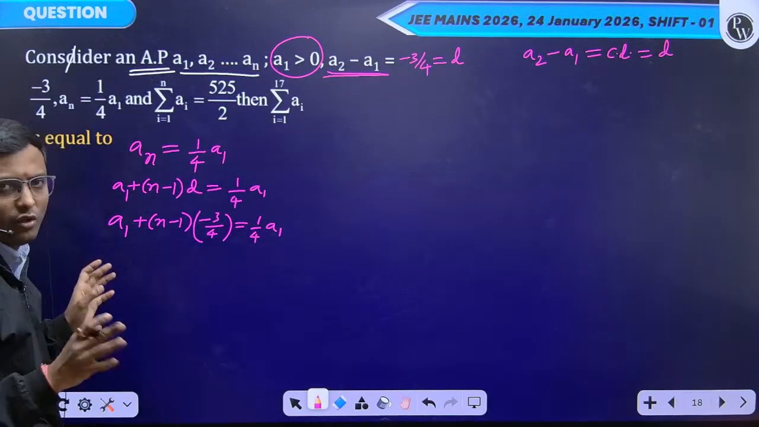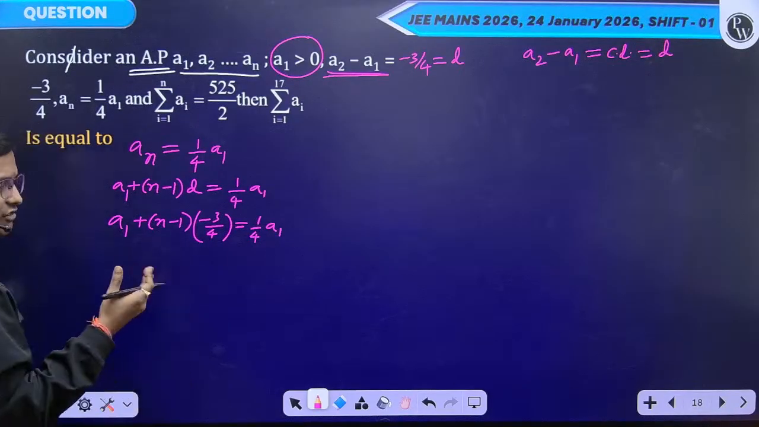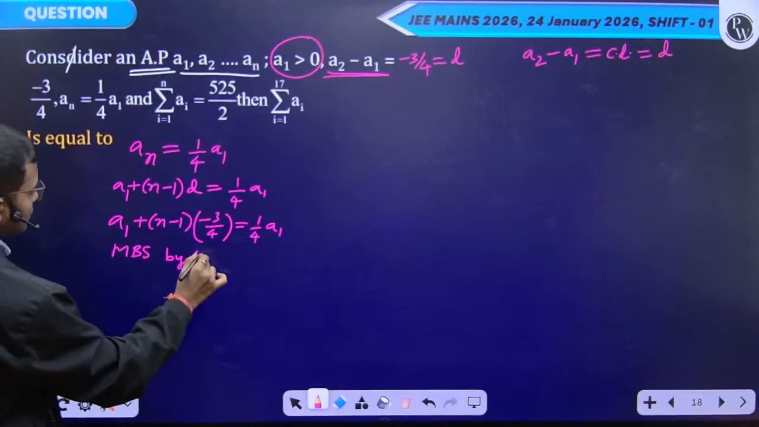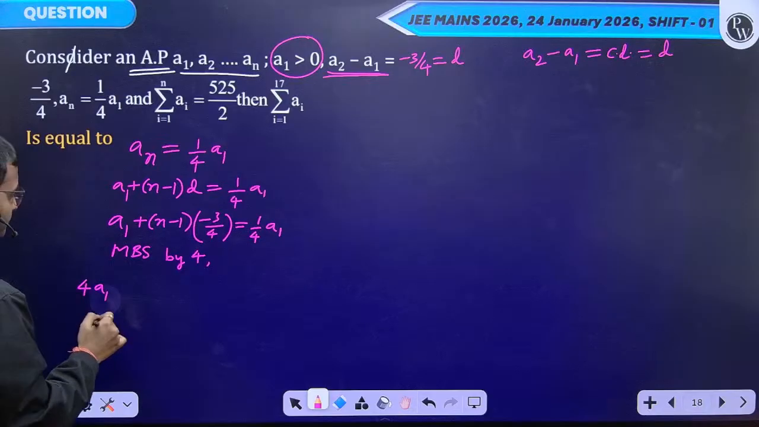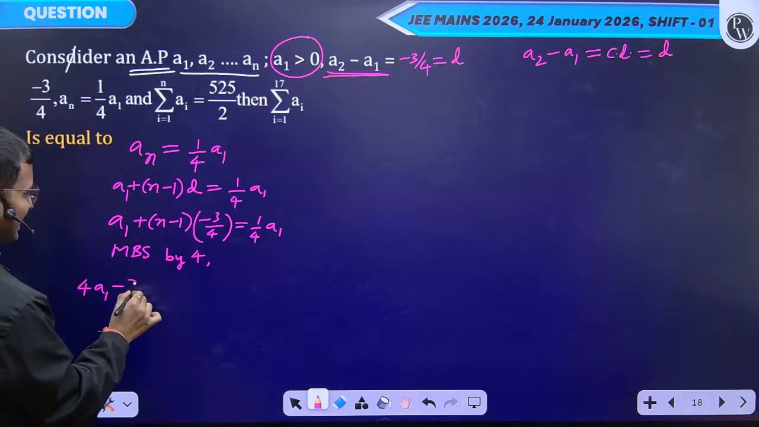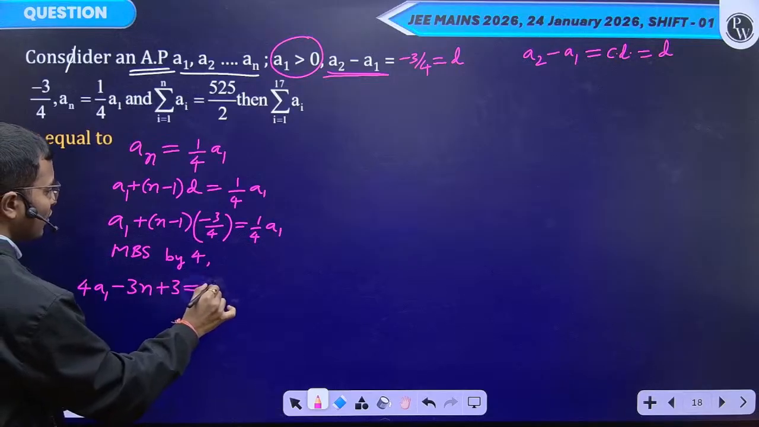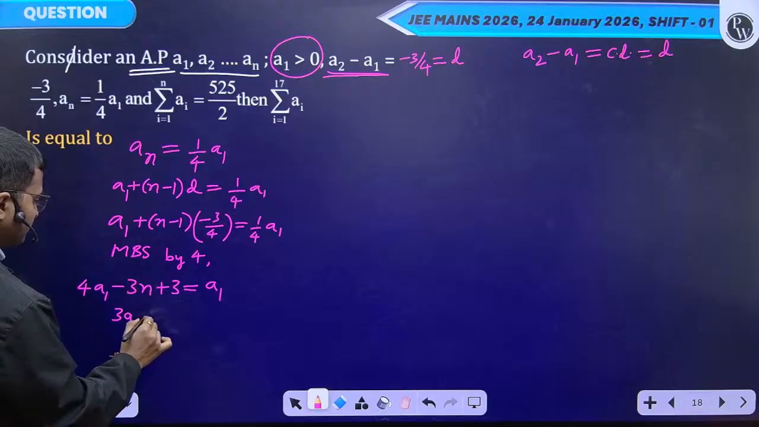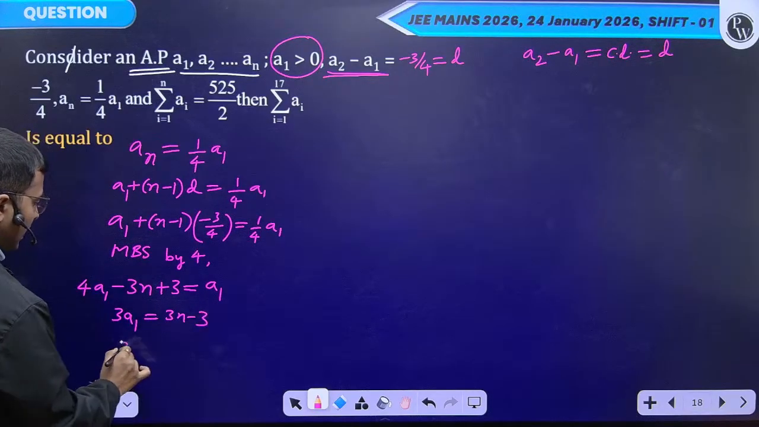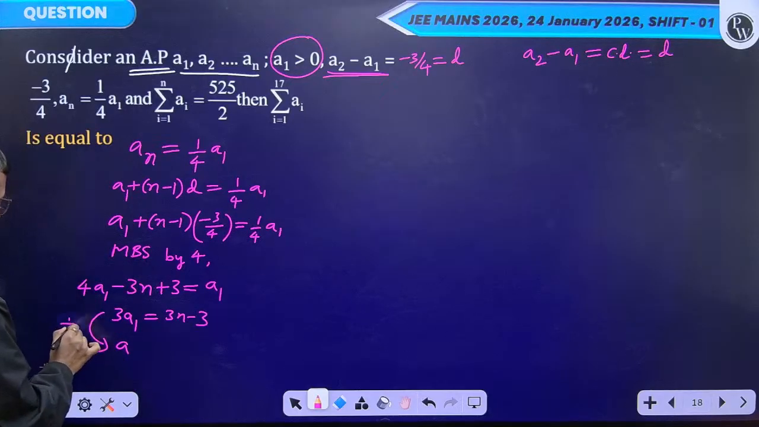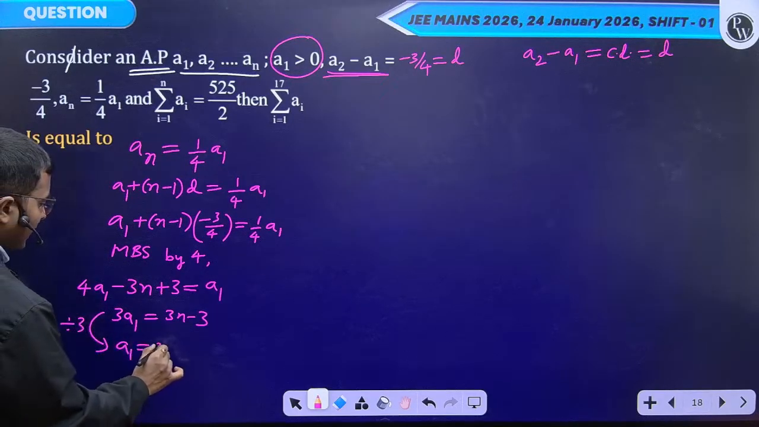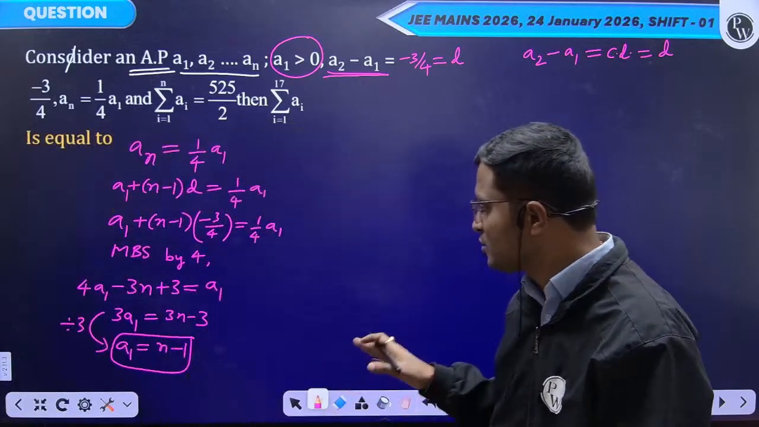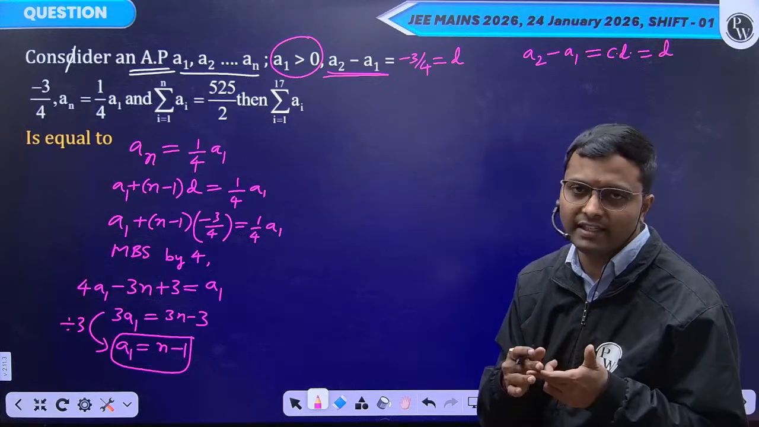So there are two unknowns here, A1 and N. So let us get one equation based on these unknowns. Multiply both sides by 4. So what do we get? 4A1, here 4 will get cancelled. Minus 3N plus 3 is equal to A1. Okay. So let us send this A1 to the left hand side. 3A1 is equal to 3N minus 3. We will divide by 3. A1 is equal to N minus 1. So we got one relation between A1 and N. But still this will not solve our problem. We need to find A1 and N, both the unknowns.